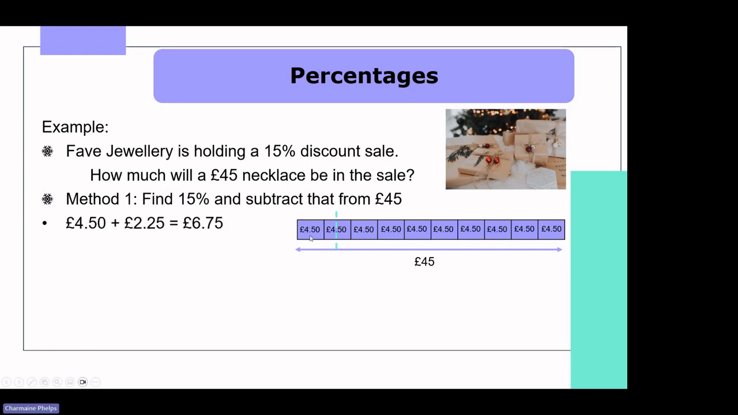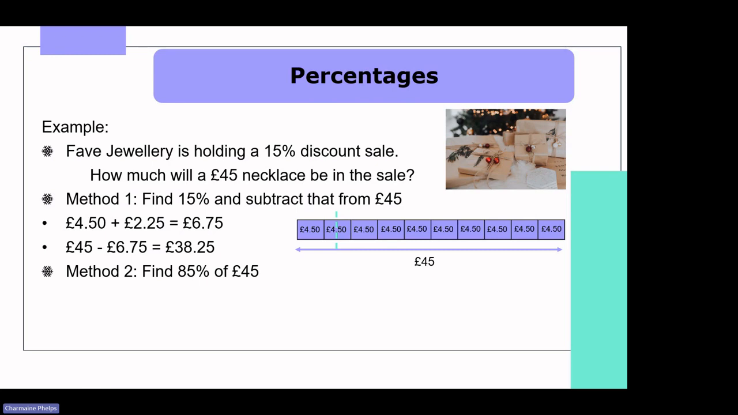So if I add together £4.50 plus half of £4.50, which is £2.25, then I get £6.75. So that's the discount. And if I do £45 take away £6.75, then just as the people put in the chat, I reach £38.25. So that's one way of doing it. And quite often having a picture can help to understand, and your learners will find this as well.